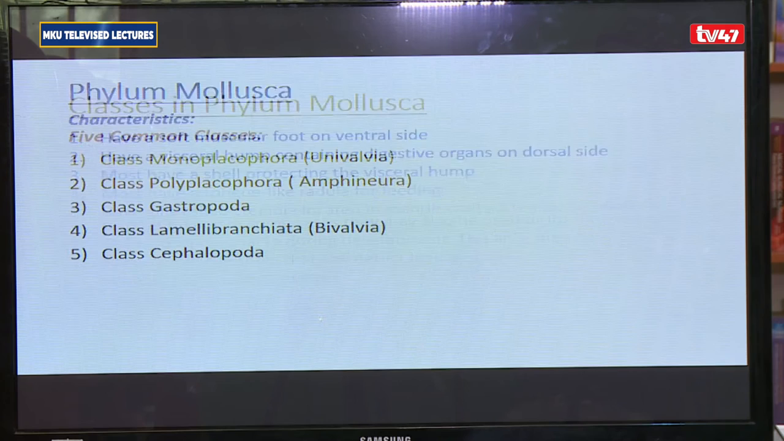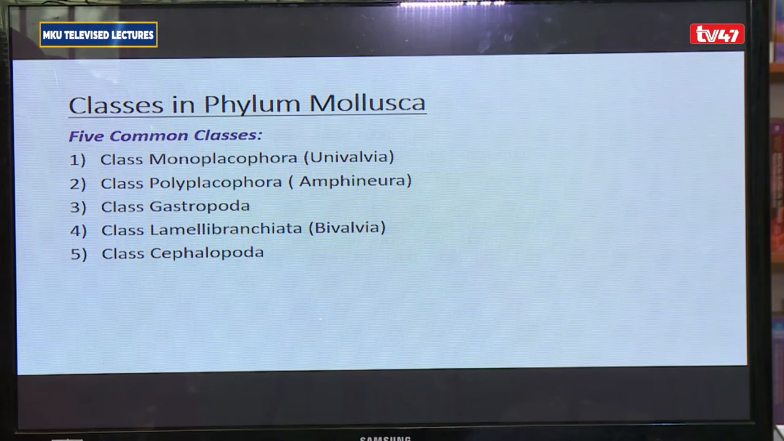This phylum has five common classes based on the structure of the shell and also the tentacles that they have. So I've got class Monoplacophora, also referred to as Univalvia, class Polyplacophora, also referred to as Amphineura, class Gastropoda, class Lamellibranchiata, also called Bivalvia, and the class Cephalopoda.